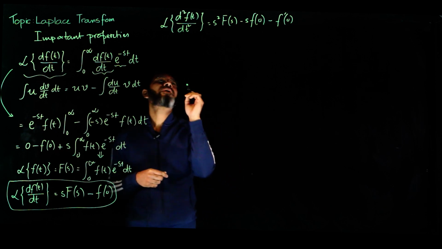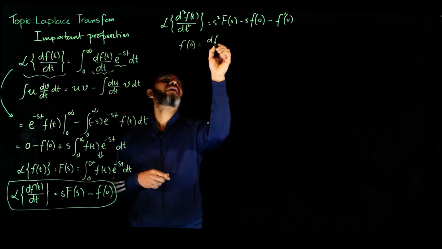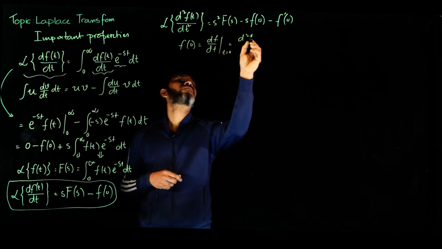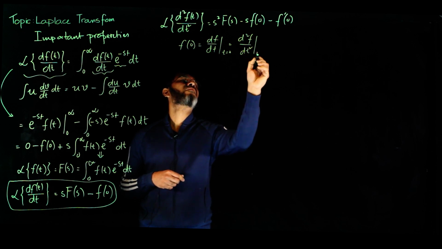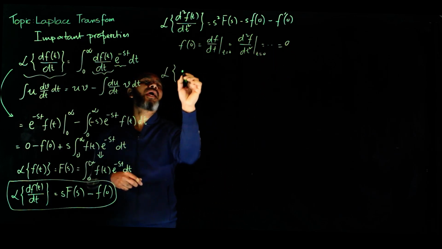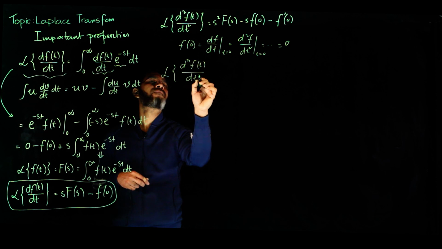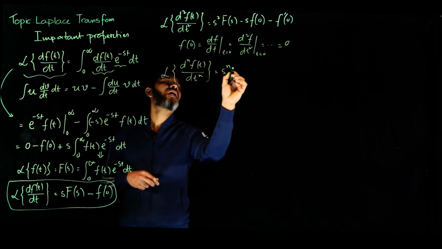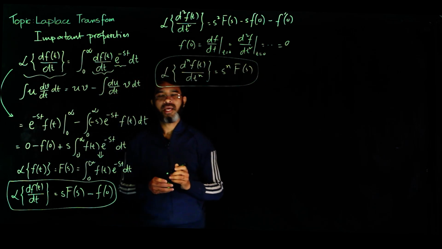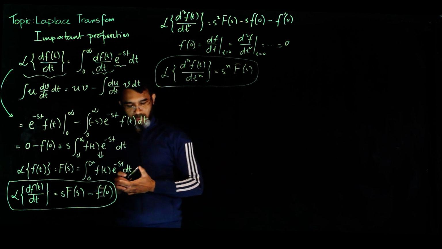Now for a simplified form, if you consider f(0) and the derivative of f at 0 to be 0, all of these terms become 0. So we get, for an nth order derivative, simply s^n F(s). This is one of the very useful properties of the Laplace transformation that we'll be using, because it helps us convert a differential equation into an algebraic equation.